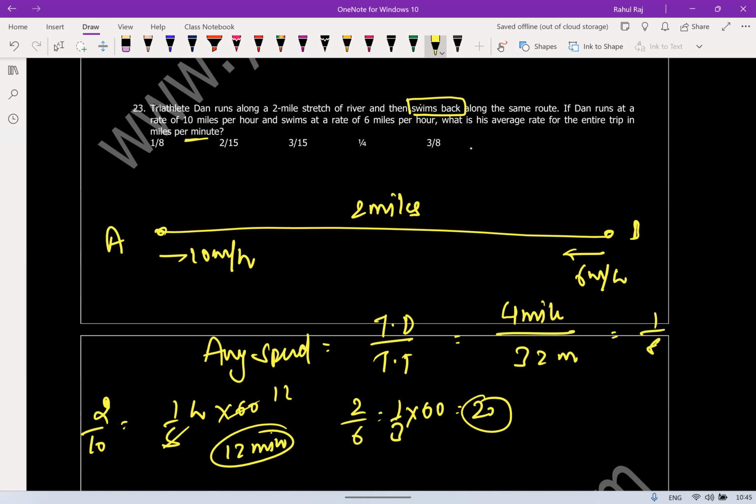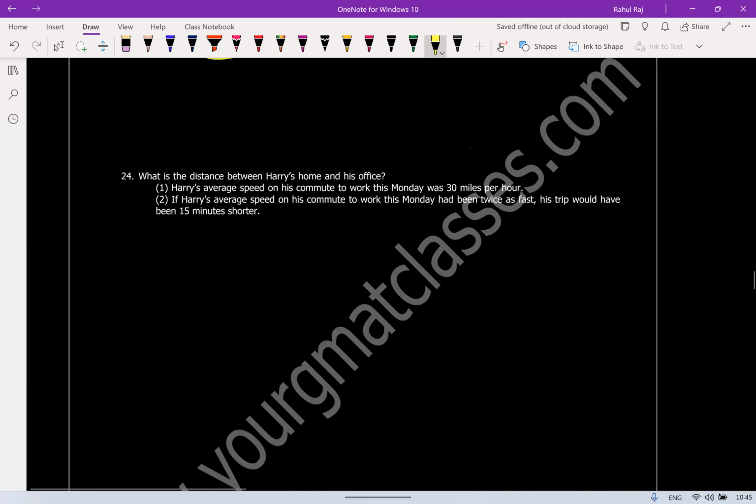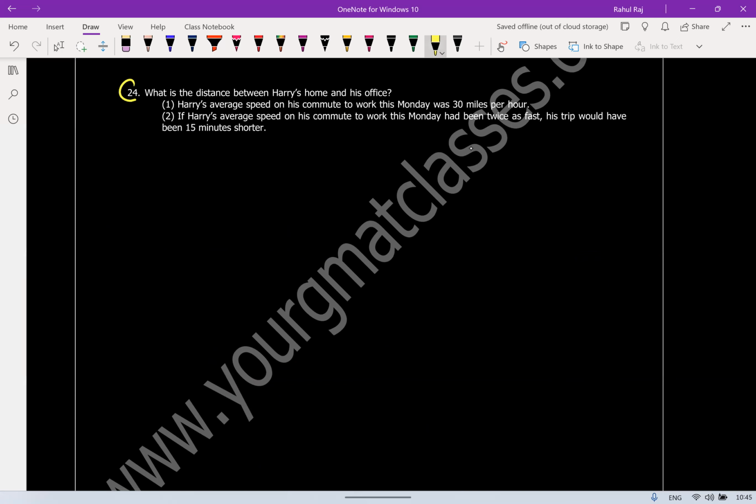So the answer is straightforward. Any problem? Nothing needs to be done. This is absolutely a class 7th, 8th question. Question number 24. Can you please try this?